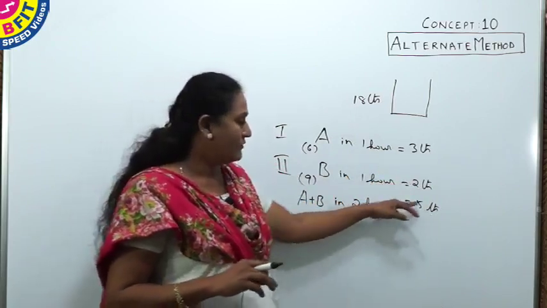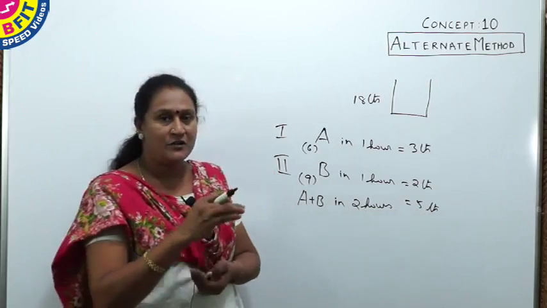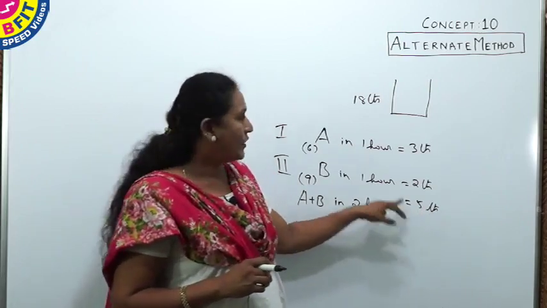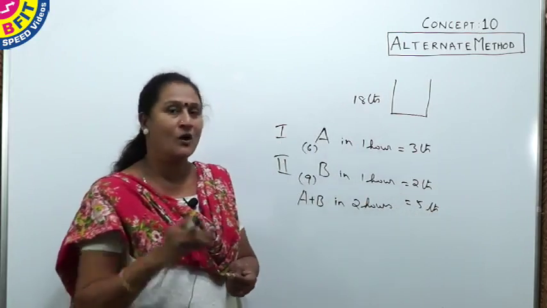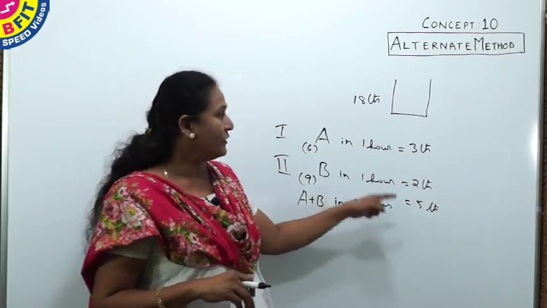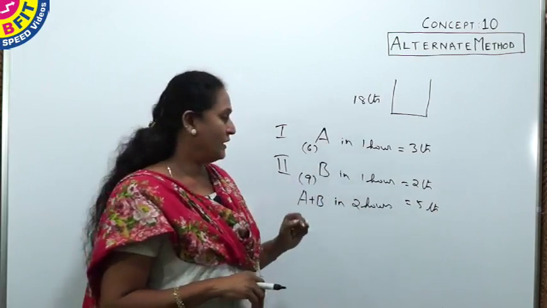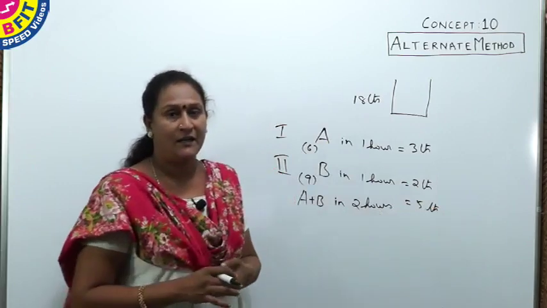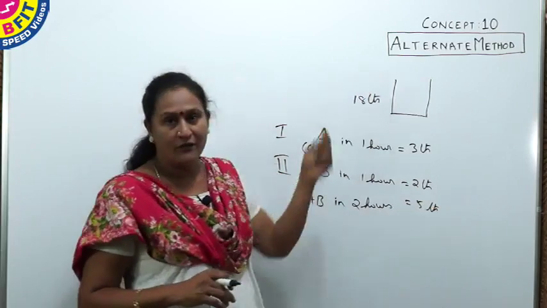So in 4 hours we will get 10 liters. So instead of checking for each number, you check one number which gives a product nearing to 18. So what will be that number? It will be 3. So 5 into 3, 15 is nearing to 18. When you go for 4, 5 into 4 will be 20 liters, where the water will overflow.